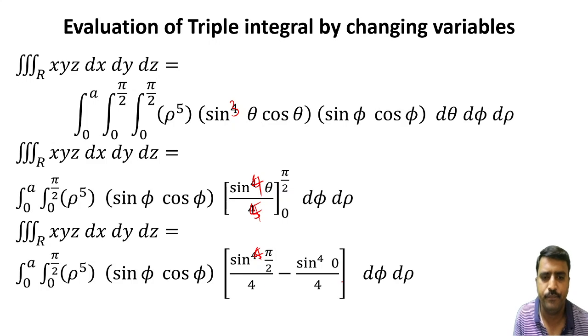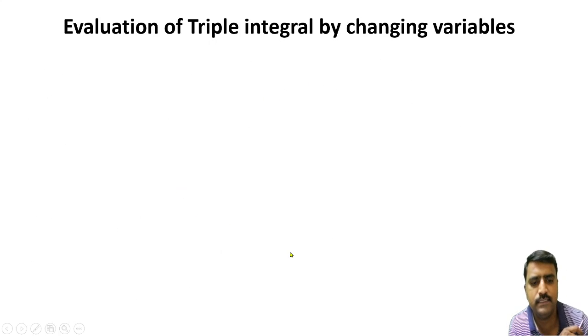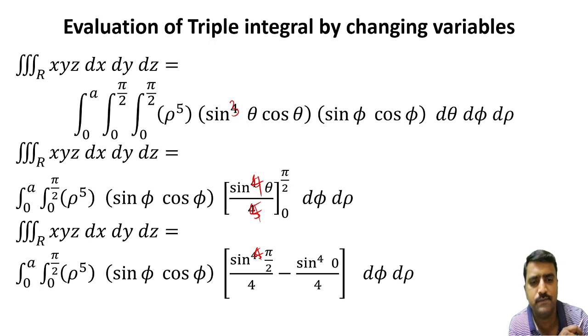So now, sin 90 is 1. 1 to the power 4 is 1 only. This is 1 by 4 minus 0. So take this 1 by 4 constant outside from the integration. So 1 by 4 into integral 0 to a, integral 0 to pi by 2 into rho square into, and you see this sin phi into cos phi.